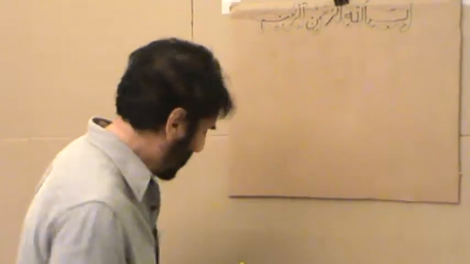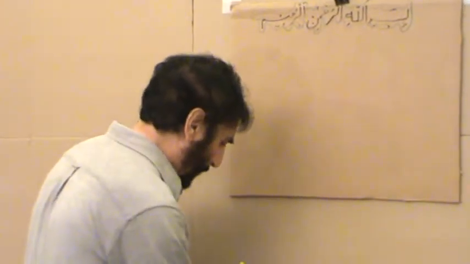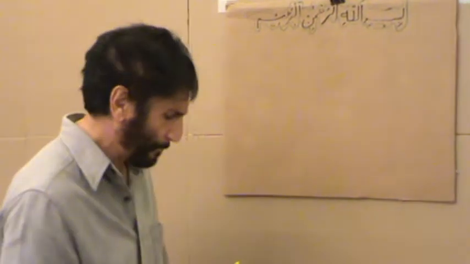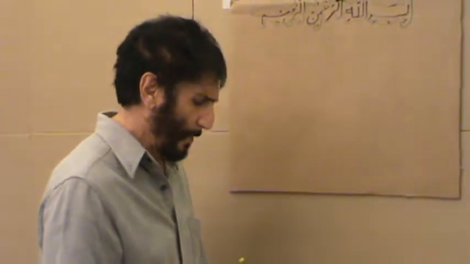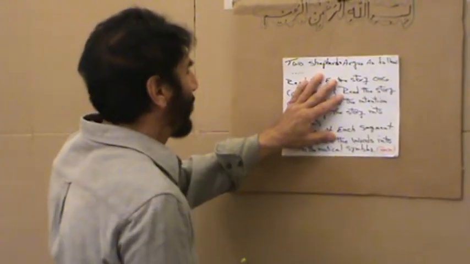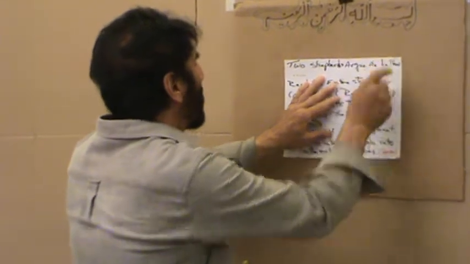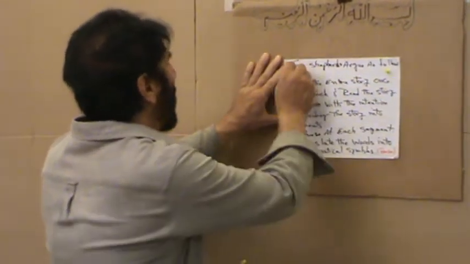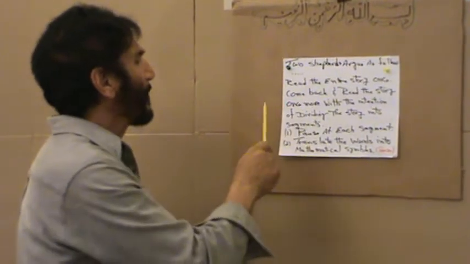Okay, let's see what we can do about the argument of these two shepherds. I wrote here, let me hang it for you. Two shepherds argue. I read the story for you.